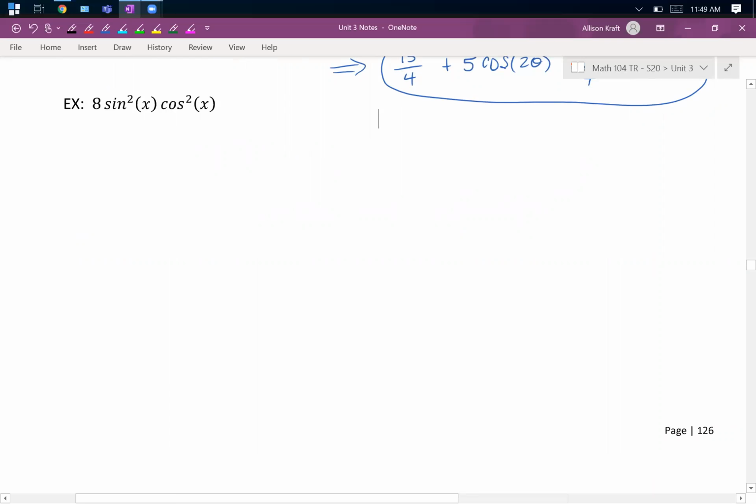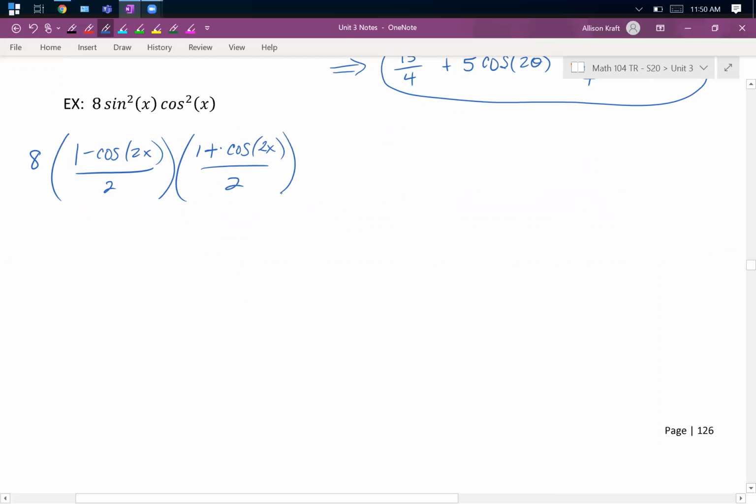8 sine squared cosine squared. So we'll have the 8 out in front. We'll use our sine power reducing formula and our cosine power reducing formula. It's going to be 8 times 1 minus cosine 2 theta over 2 times 1 plus cosine 2 theta. Dang it, I keep switching to theta. Sorry, x's. Busy looking at the formula and not the problem. There we go.